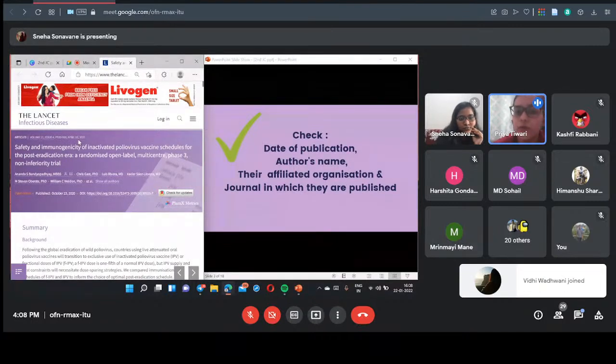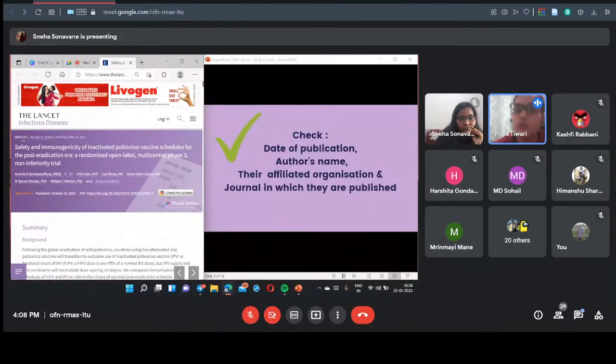Why is it important to check the date of publication? Because recent research is more preferred. In the medical field, there are continuous advancements, and learning about new research is really important. Then check the author's name and their affiliated organization to verify the authenticity of the paper, and then the journal in which it is published.